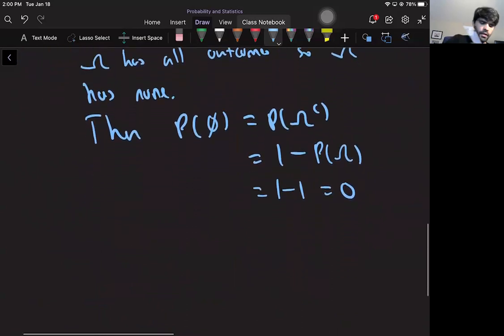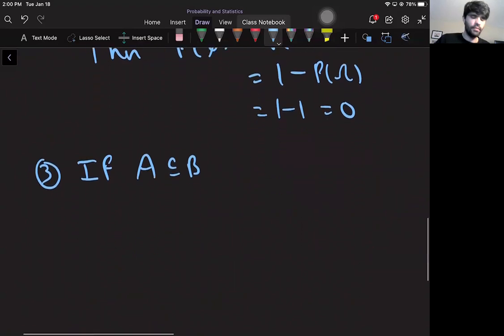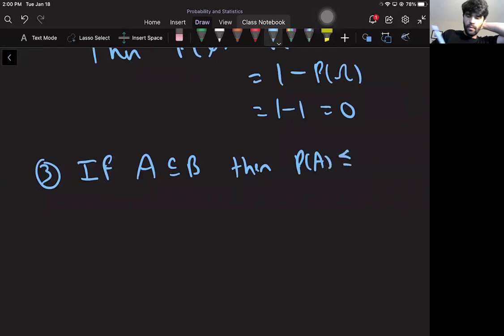Next up is something to do with subsets. If you have a subset A inside of B, then it better have a smaller probability of occurring than the probability of B, because there are fewer outcomes in it, is the idea. So it's less likely to occur, and that's what this is saying.